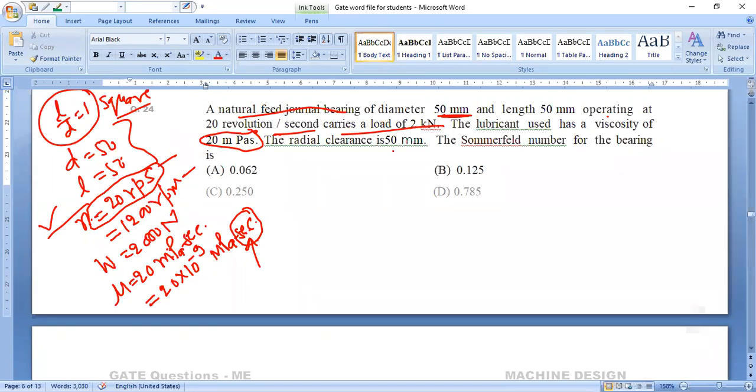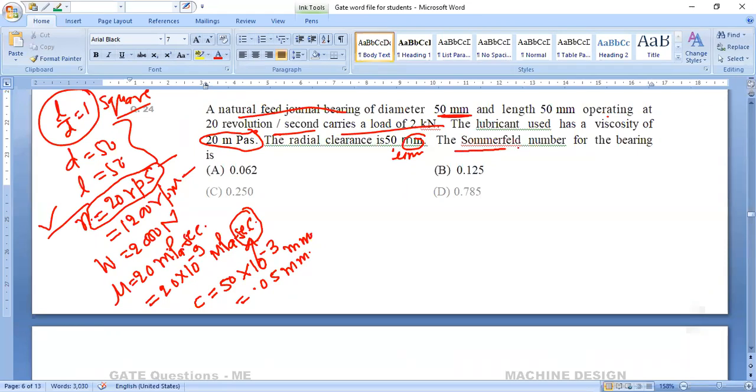The radial clearance is 50 micrometer. It is micrometer. So radial clearance is C. C is 50 micrometer. Micrometer changes to millimeter. So 10 to the power minus 3 millimeter. 1 micrometer is 10 to the power minus 3 millimeter. So it is basically 0.05 mm. So radial clearance is available.